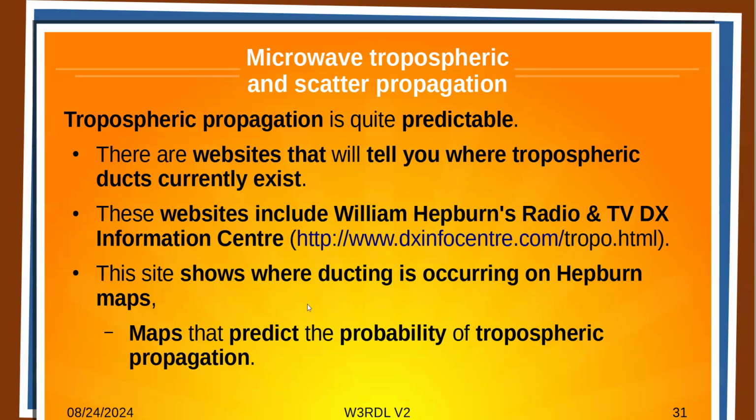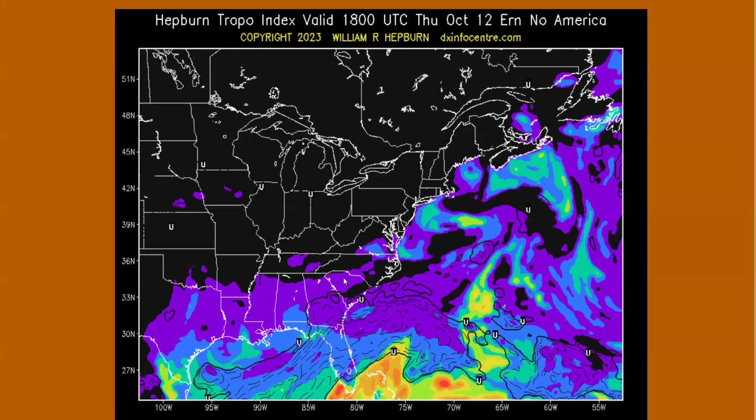Getting into it and hearing it. There are some websites. One of them is this William Hepburn site. The URL is there, where he posts what they call Hepburn maps, and it's a map showing the density and the probability of this tropospheric propagation. There's a picture of one I pulled down some time ago, probably last year's in October. The key isn't shown there, but the different colors tell you the relative densities or probabilities. And he updates that fairly frequently.